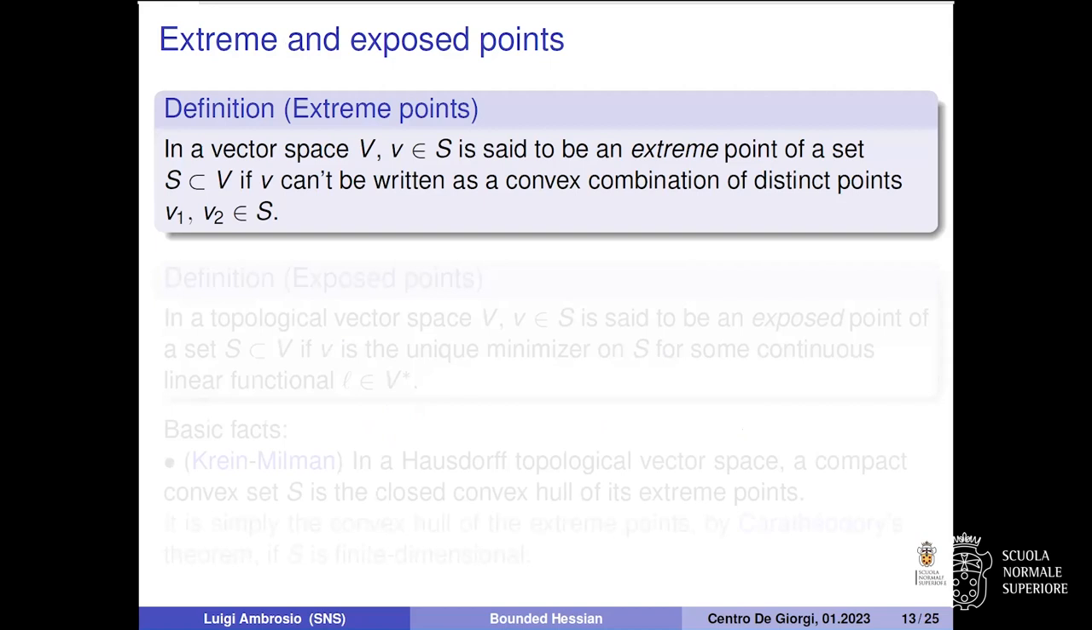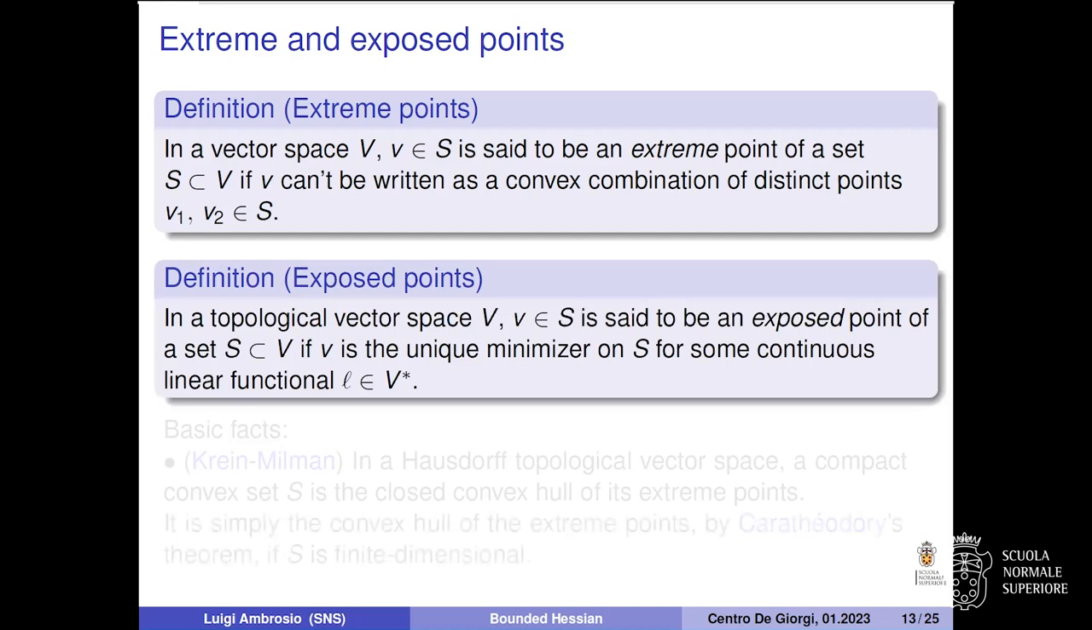But let me go instead now to the geometric part, which I think is more new, and to recall some notions from convex analysis. So first of all, what we mean by extreme points for a set S inside the vector space V: a point is an extreme point if it can't be written as a non-trivial convex combination, so a convex combination of distinct points in S.